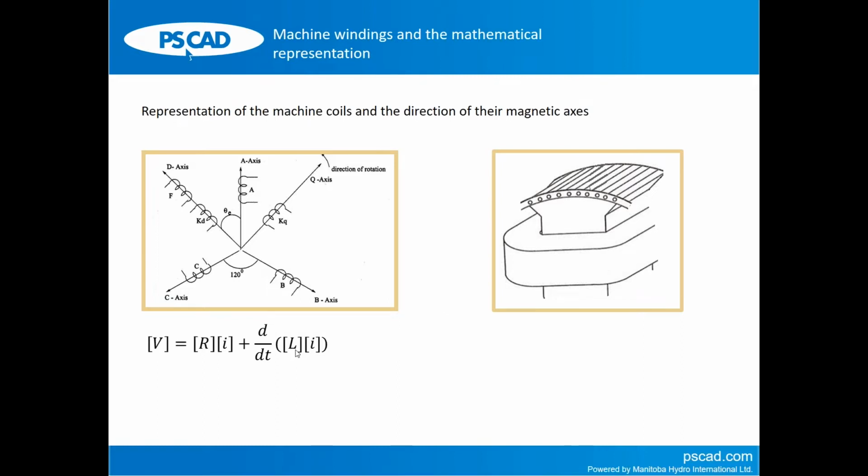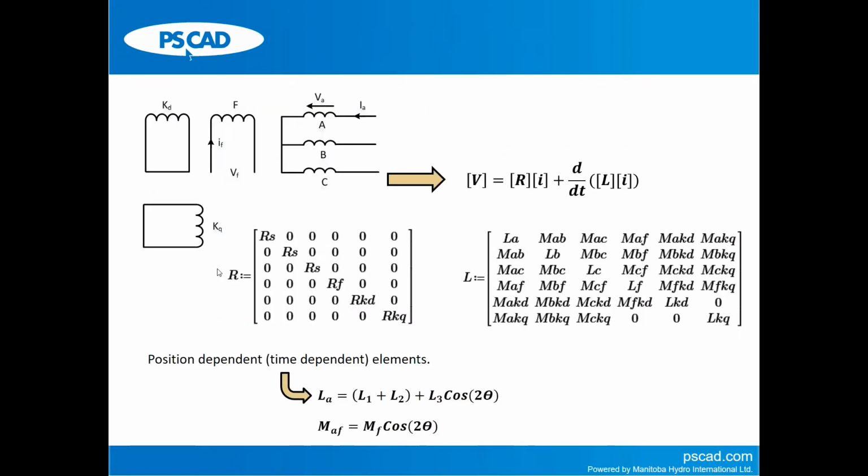We will see why. In this particular case, this is a system of 6 coupled coils. Phases A, B, and C, that's 3. Field winding, which is a real winding, number 4, and the 2 equivalent dampers, right? So if I go back here, the machine for modeling purposes is represented by, like I said, 6 coupled coils: A, B, C, F, KD, and KQ. Right? So the resistance matrix is simply a diagonal matrix representing the winding resistances of these.